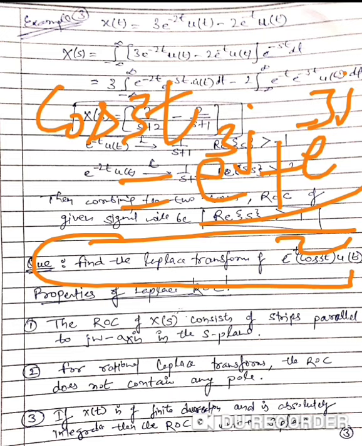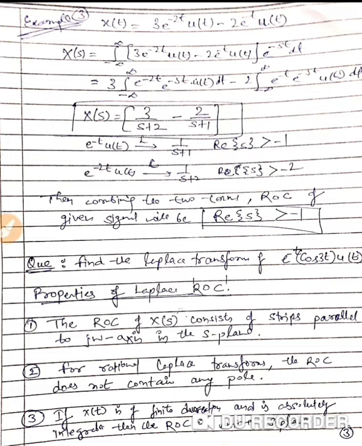Okay, now let's look at some properties of the ROC. If we have functions which are combinations of two functions, or a function is a left-handed function or a right-handed function, what will be the ROCs? Let's see some of the properties of the region of convergence of the Laplace transform.